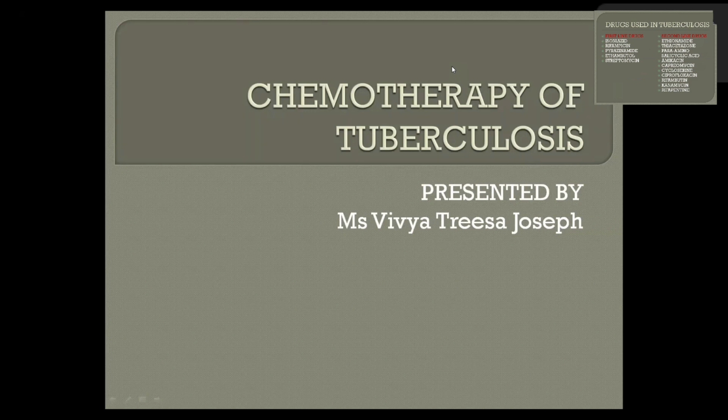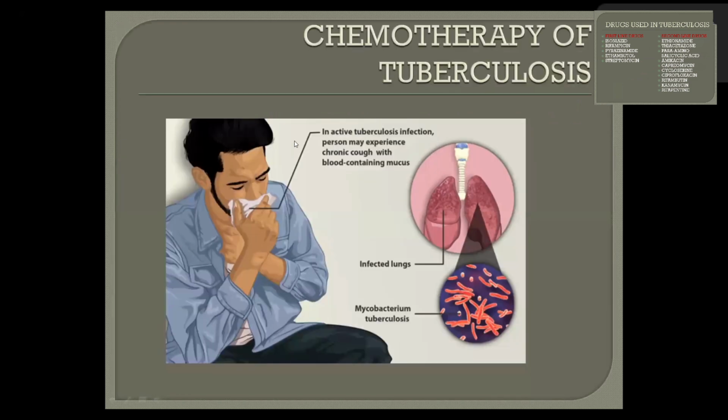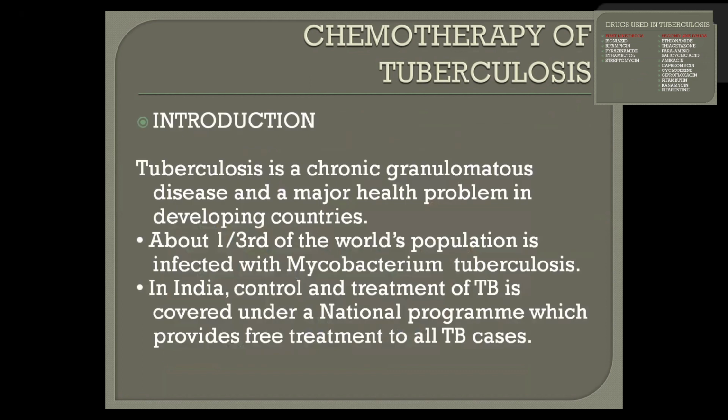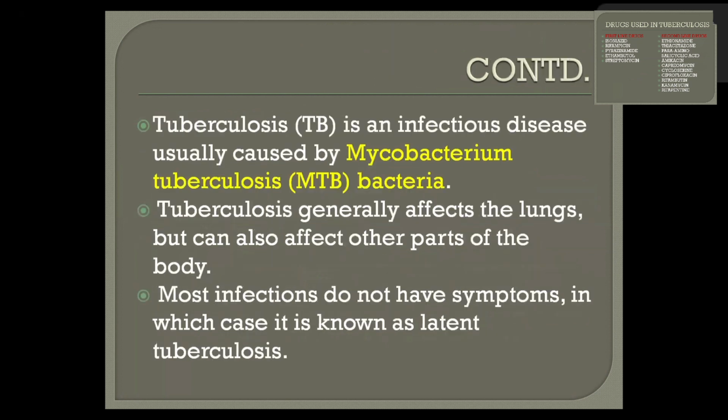Today, we will be discussing in detail the chemotherapy of tuberculosis, the drugs that are used in tuberculosis, and the mechanism of action of tuberculosis drugs. So let's see the introduction. Tuberculosis is a chronic granulomatous disease and a major health problem in developing countries. About one-third of the world's population is infected with Mycobacterium tuberculosis. In India, control and treatment of tuberculosis is covered under the national program, which provides free treatment to all TB cases.